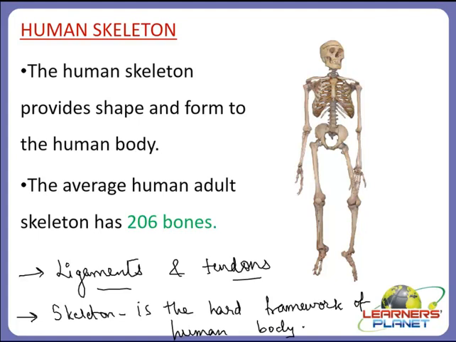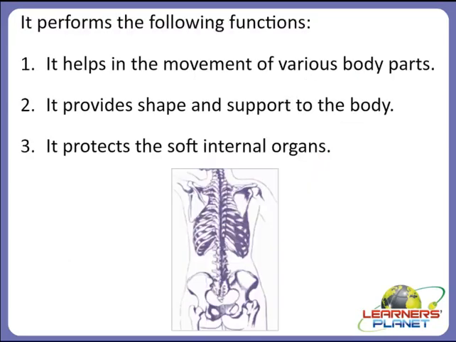Here you can see a beautiful diagram, a beautiful picture of the human skeleton. Here you can see that there are various types of bones and joints where these bones meet. We will study about bones later on. So that was about the human skeleton.